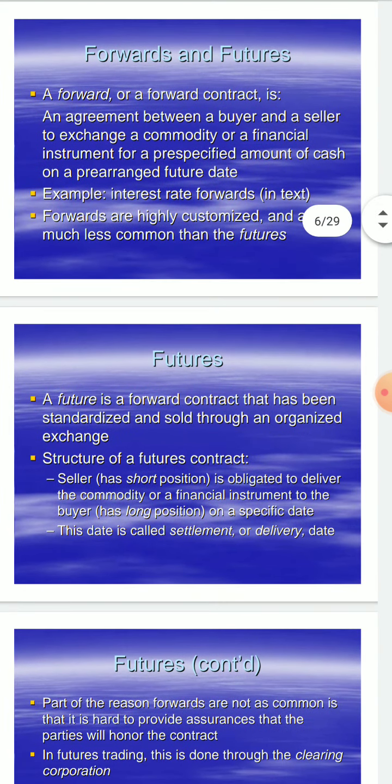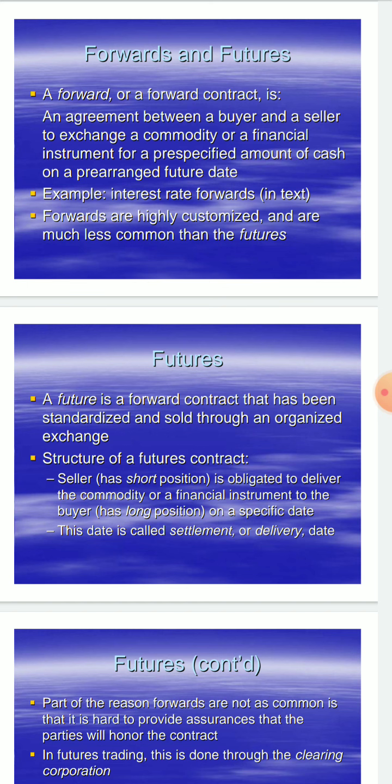A forward contract is an agreement between a buyer and a seller to exchange a commodity or a financial instrument at a predetermined price and a predetermined future date. Please understand, it's an agreement between the buyer and the seller to buy or sell a commodity at a predetermined price on a predetermined future date.